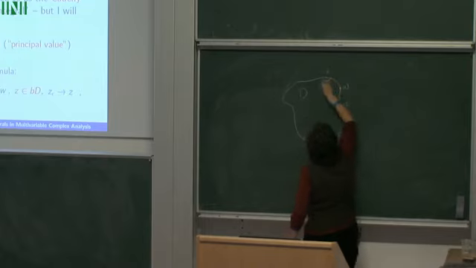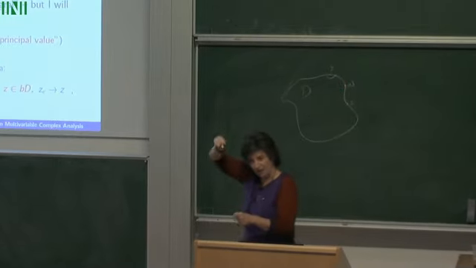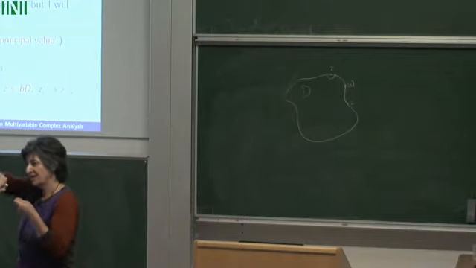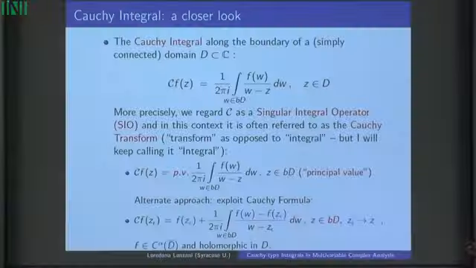You're going to bite a little piece away from Z, epsilon. So you have deformed your contour. And then for that contour, the integral makes sense in the classical sense. Then you let epsilon go to 0. And if you're lucky, there is a limit. And if that limit exists, which it does, you call it principal value.